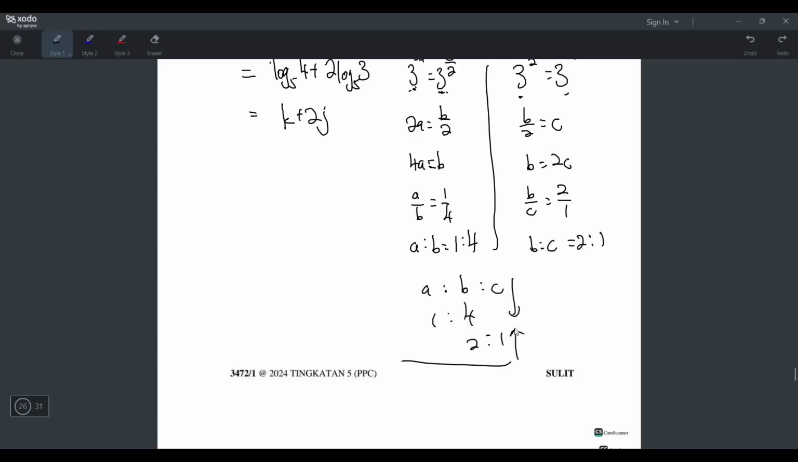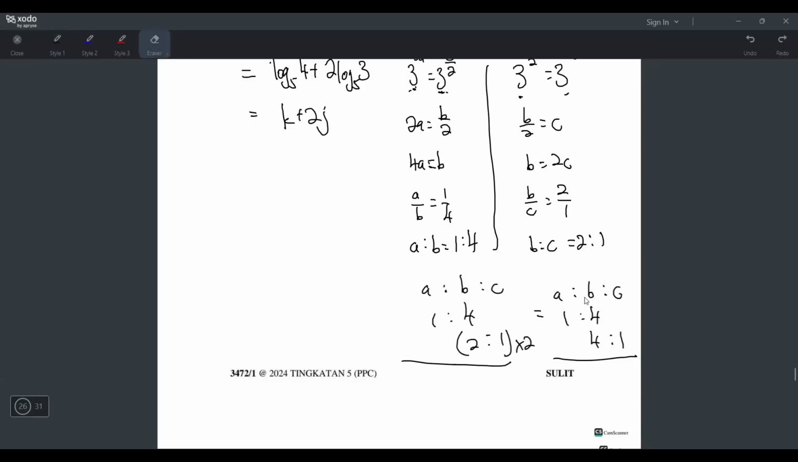You can combine. So how to make sure it's the same? You take this one times 2. When you times 2, it becomes A ratio B ratio C, 1 ratio 4 here, and then 2 times 2 becomes 4 ratio 1. And why do I do like that? I told you already, because I want this number and this number to be the same, so that I can combine. So now I can combine.